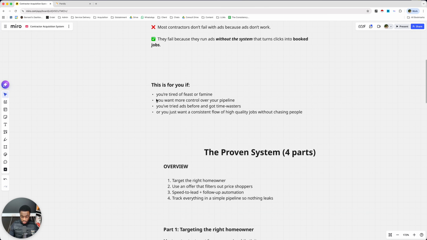So going over the quick overview: one, we're going to look at how to target the right homeowners. Two, use an offer that filters out price shoppers. Three, speed to lead and follow-up automations that you can implement. And four, track everything in a simple pipeline so you can see nothing leaking.